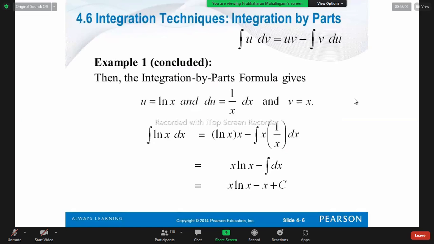u, du, v, where is dv? Right? You see here, x ln x is a uv. So x ln x is a uv. So u into dv, u is ln x, and dv, what is the dv?